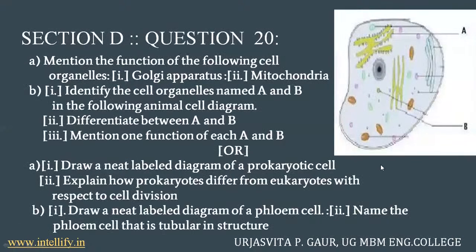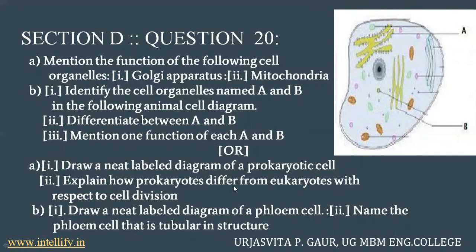Let's move on to the last question, which is again divided into two parts. Mention the function of the following cell organelles. The first is the Golgi apparatus, then you have mitochondria, and then in this figure we have to identify the cell organelles named A and B. Then we have to differentiate between the two of them and mention the function of each.